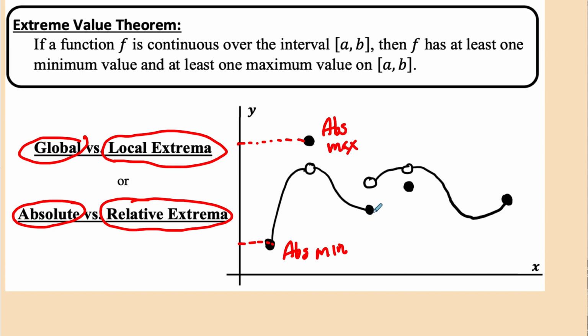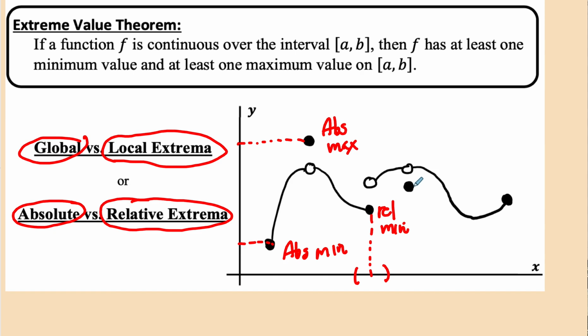This value right here, we call a relative min, and that's because if we were to go right down here and look at the values before and afterwards, we would find that this would be the lowest value. Not the lowest value in the whole interval, but it is a relative min. It's the smallest in the neighborhood.